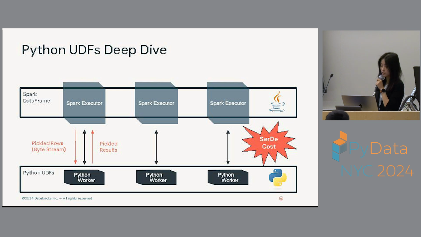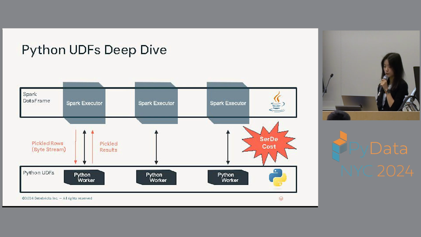The pickled rows are then transferred from the JVM process to the Python worker side over a socket connection. On the Python worker side, the rows are deserialized, processed by the UDF, and then the results are serialized again and sent back to the Spark executor. So this back and forth, serialization and deserialization, or SERDE, creates a lot of overhead.